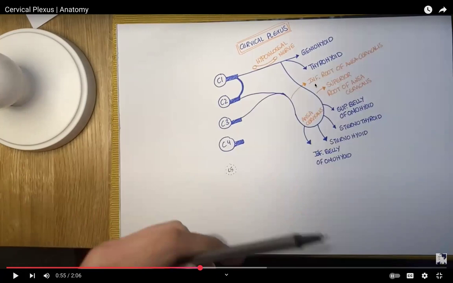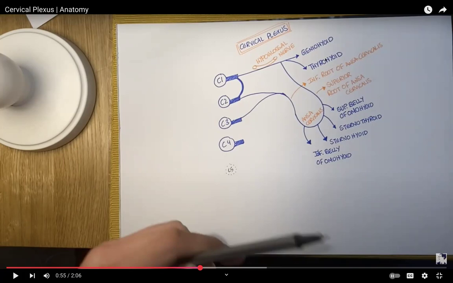And you can see I've completed the diagram. So C1 gives off geniohyoid and thyrohyoid. Geniohyoid is a suprahyoid muscle. Thyrohyoid is an infrahyoid muscle. C1 supplies those two. Now we talked about ansa cervicalis. Ansa cervicalis is part of the cervical plexus and is made up of the superior root of ansa cervicalis and this one, the inferior root of ansa cervicalis. If you go back to its roots, the inferior root comes out of C3 and C2.